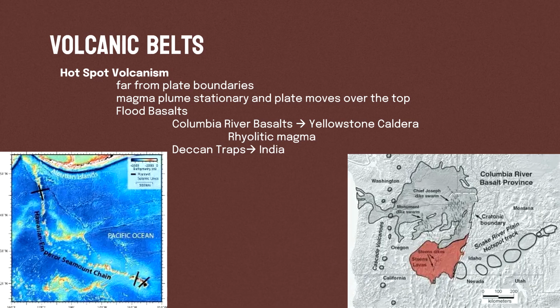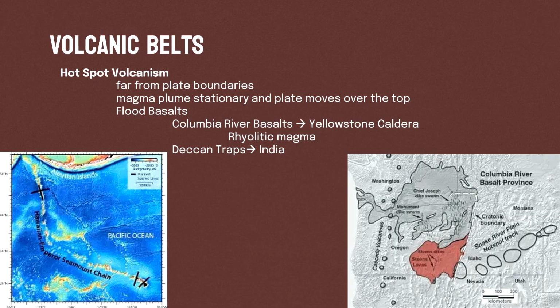And another example of this is the Deccan Traps, which is in India, just a very big river or flood basalt. These types of volcanism normally have rhyolitic magma, which is a very high viscosity magma.